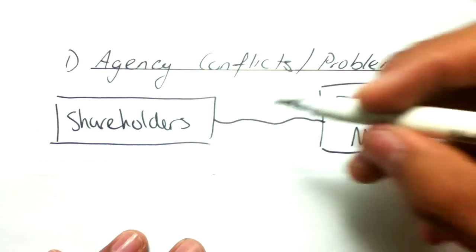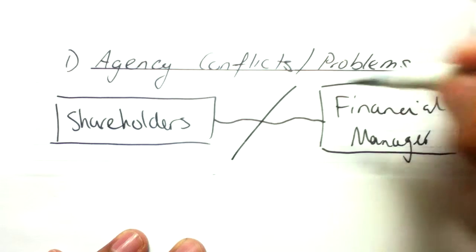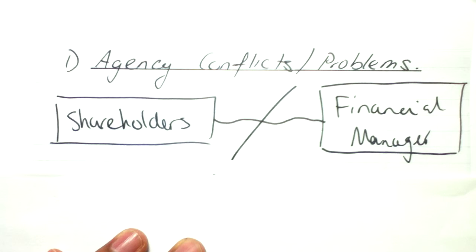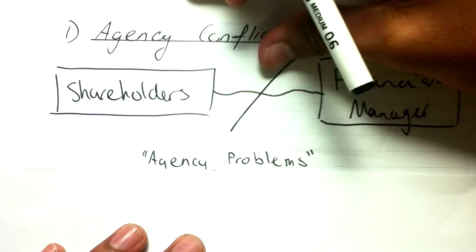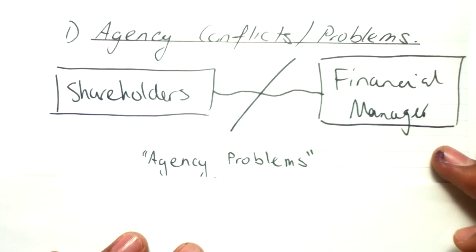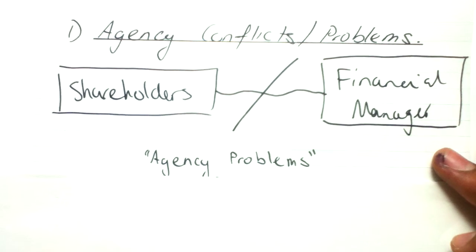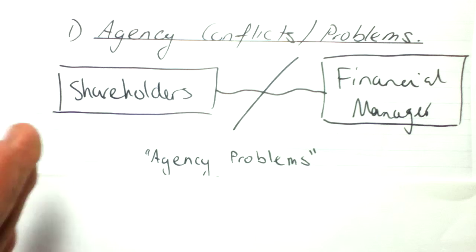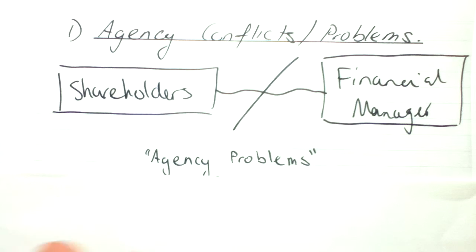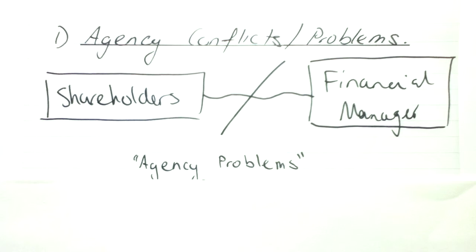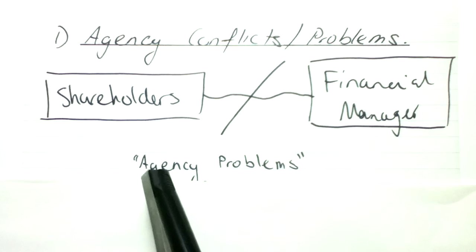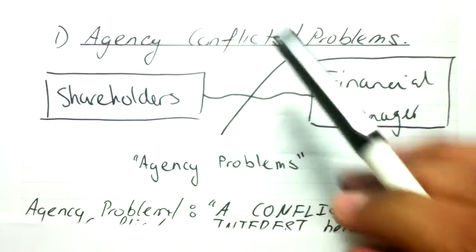As soon as there is a conflict in interest, we have something known as the agency problem or the agency conflict. So we have shareholders who want this goal, this decision, this, and this. But the financial manager, on the other hand, starts doing things that may not necessarily be right. It may be making decisions and pursuing goals for himself or herself. And this leads to an agency problem.